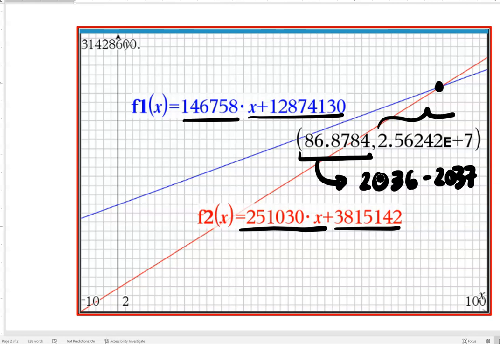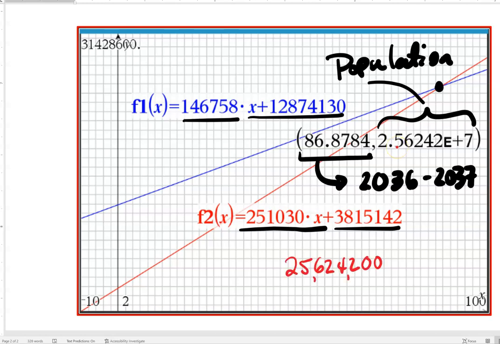Do you have any guesses as to what this number represents? What does the Y value, even though it looks strange with its scientific notation, what does the Y value represent? Well, this Y value would be the population at that time. So after 86 years beyond the year 1950, we would expect the populations to be the same, and that population would be this number if we were to transfer it out of its scientific form.